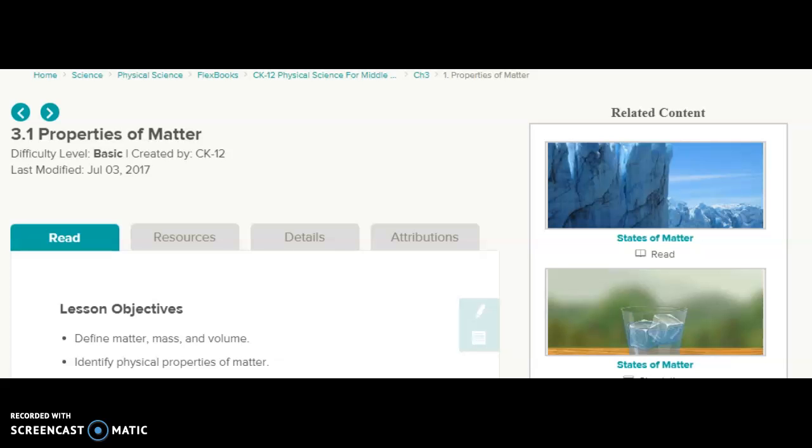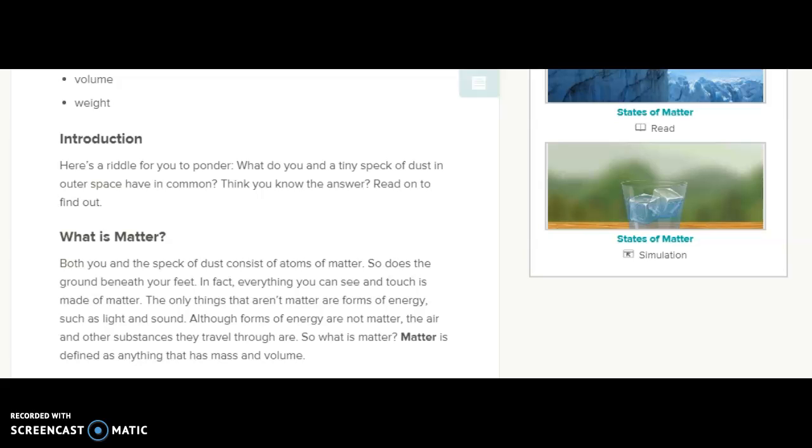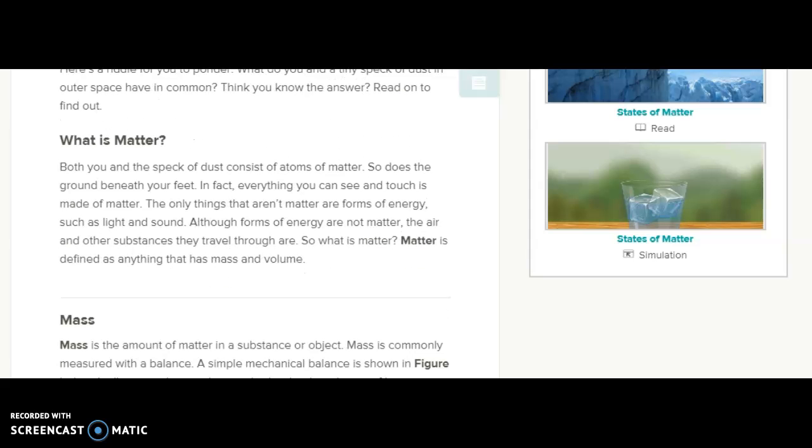Properties of matter. Here's a riddle for you to ponder. What do you and a tiny speck of dust in outer space have in common? Think you know the answer? Read on to find out.